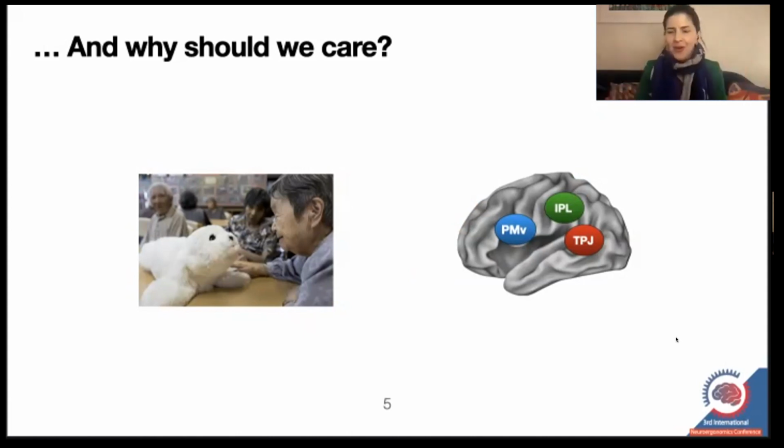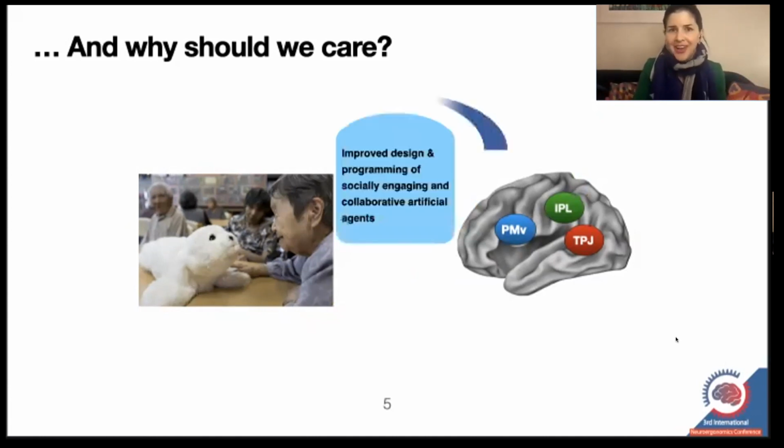And what I would argue is a slightly bigger picture reason why we should care is that if we can understand the human neuroscience that underpins these day-to-day or even laboratory interactions with artificial agents, this should help us develop improved design and programming of agents that are more socially engaging and more socially cooperative with people. So ultimately help us to build better robots, which is important.